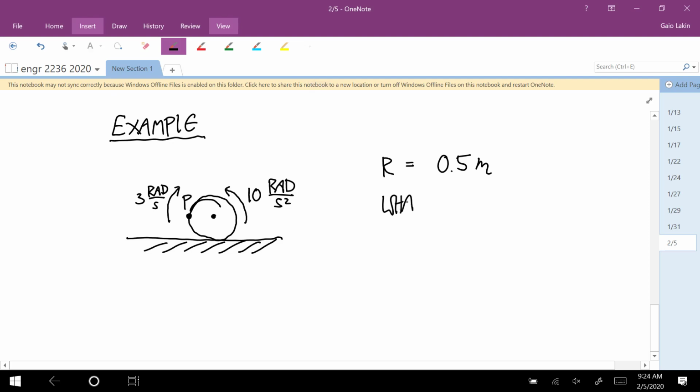Is angular velocity always negative when it's slowing down, no matter where? It's not always negative. They always are in the opposite direction if it's slowing down. That's right. What are the velocity vector and acceleration vector of that point P?